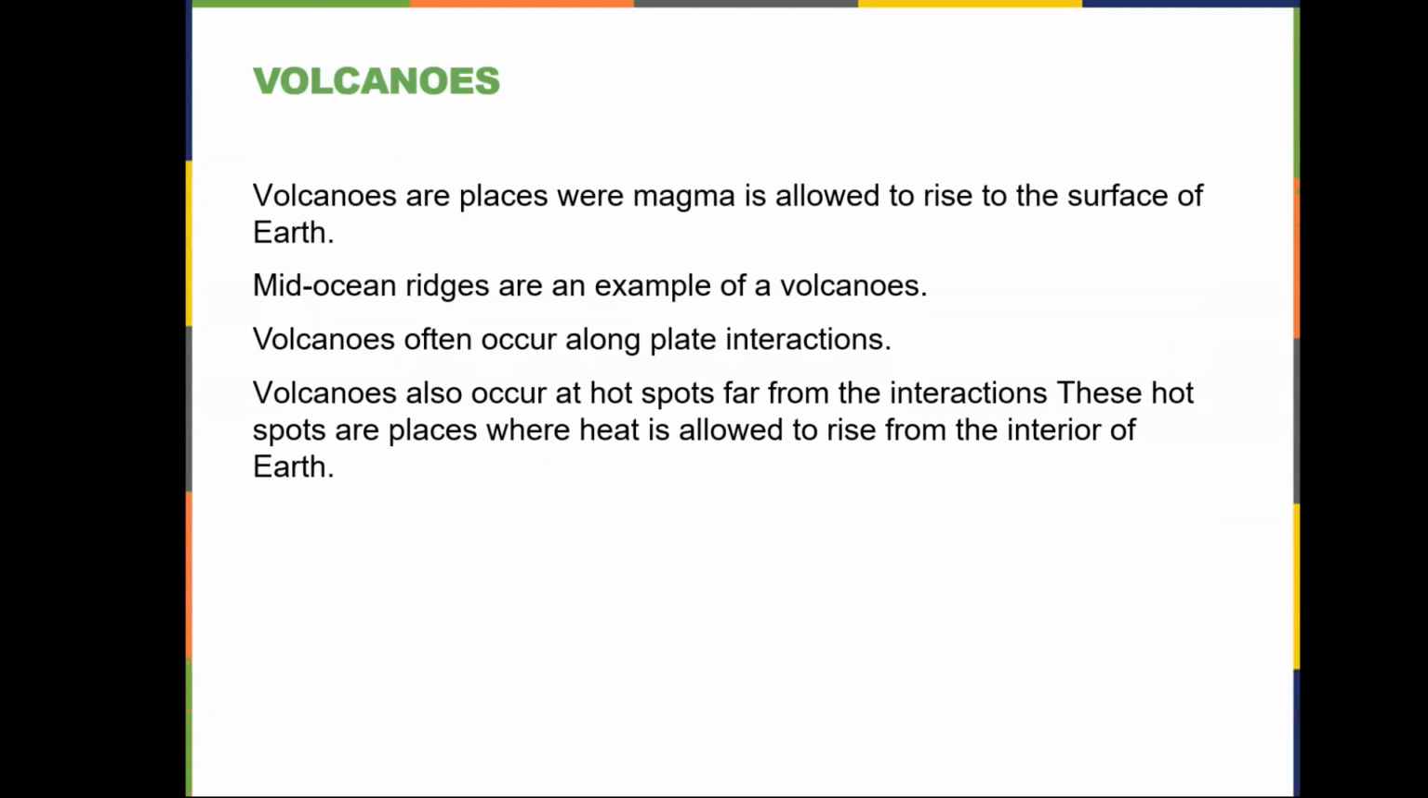Volcanoes, on the other hand, are places where magma is allowed to rise to the surface of Earth. Mid-ocean ridges, like we discussed, are an example of volcanoes. Volcanoes often occur along plate interactions, but volcanoes can also occur at hotspots far from interactions. These hotspots are places where heat is allowed to rise from the interior of Earth.